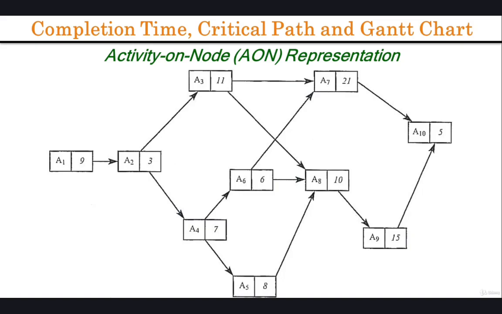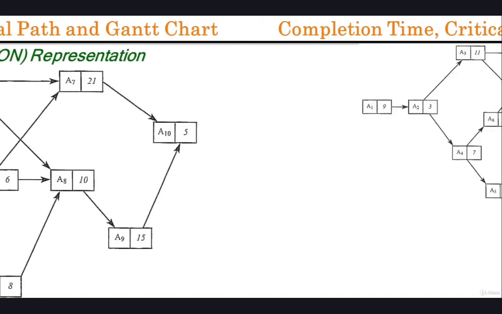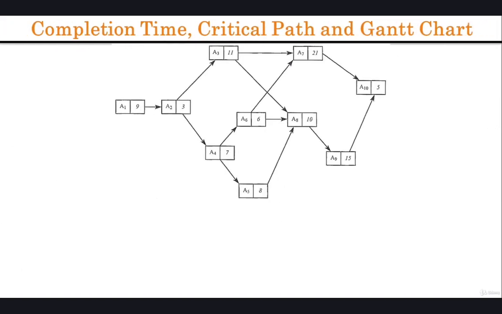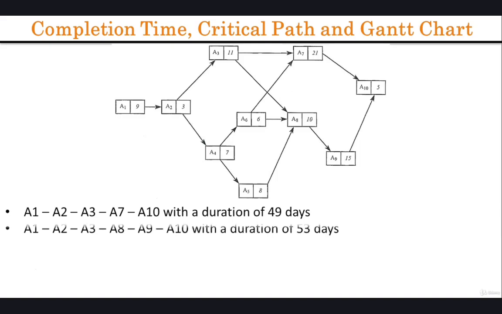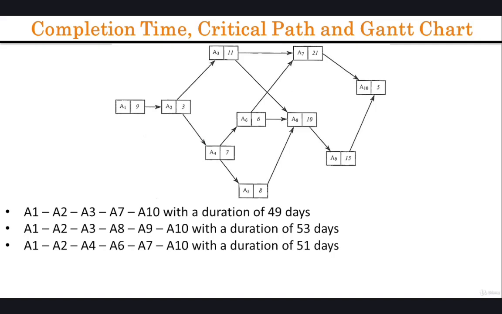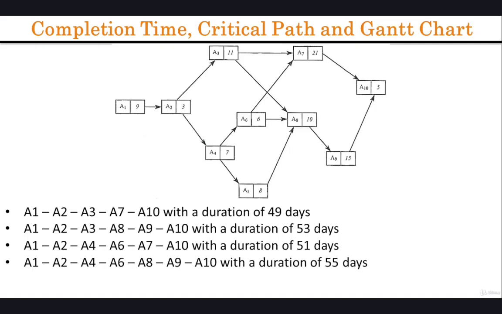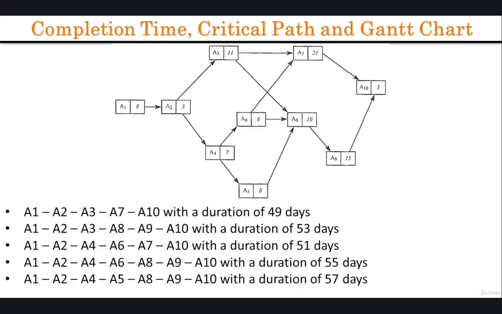In this project, and the graph shown here, we can identify the following paths connecting the first activity A1 with the last activity A10. This is the first one, A1, 2, 3, 7, and 10, 49 days. Next, A1, 2, 3, 8, 9, and 10 with a duration of 53 days. This is the next one with a duration of 51 days. This is next, 55 days. And this is the last one, duration 57 days.